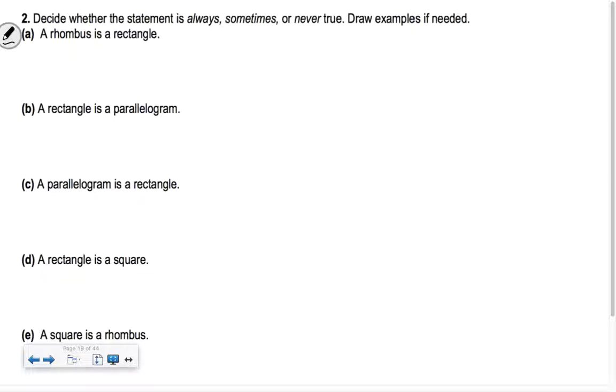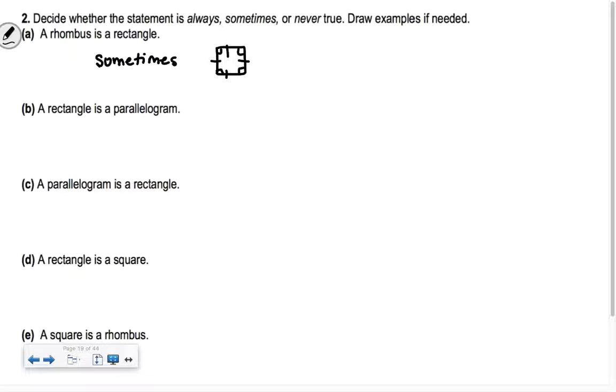All right, so we're going to decide whether this statement is always, sometimes, or never true. So draw examples if needed. So is a rhombus a rectangle? I just told you that. False. Why? Yeah, so a rhombus doesn't necessarily have 90 degrees, but could it? Yeah, it could have all four. So we're not going to say totally false. It's not always false. We're going to say sometimes. A rhombus could be a rectangle if we had a square. Okay, that's a type of rhombus that is also a rectangle.